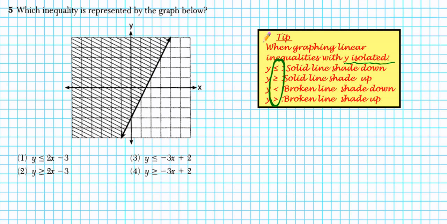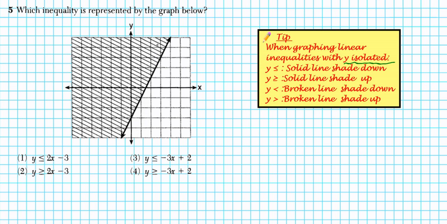Okay? If you have greater than or equal to, it tells you that the line is going to be solid and you're going to be shading up. If it's less than or equal to, the line is going to be solid and you're going to be shading down. Remember, less for down, greater for up. If it's just less than, it's going to be a broken line shade down. If it's greater than, it's going to be a broken line shade up.